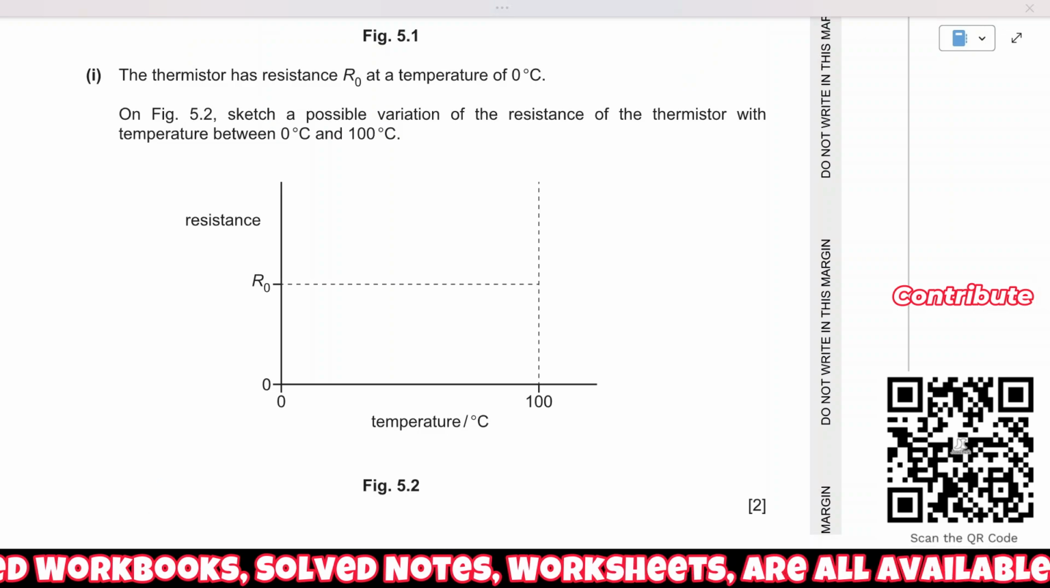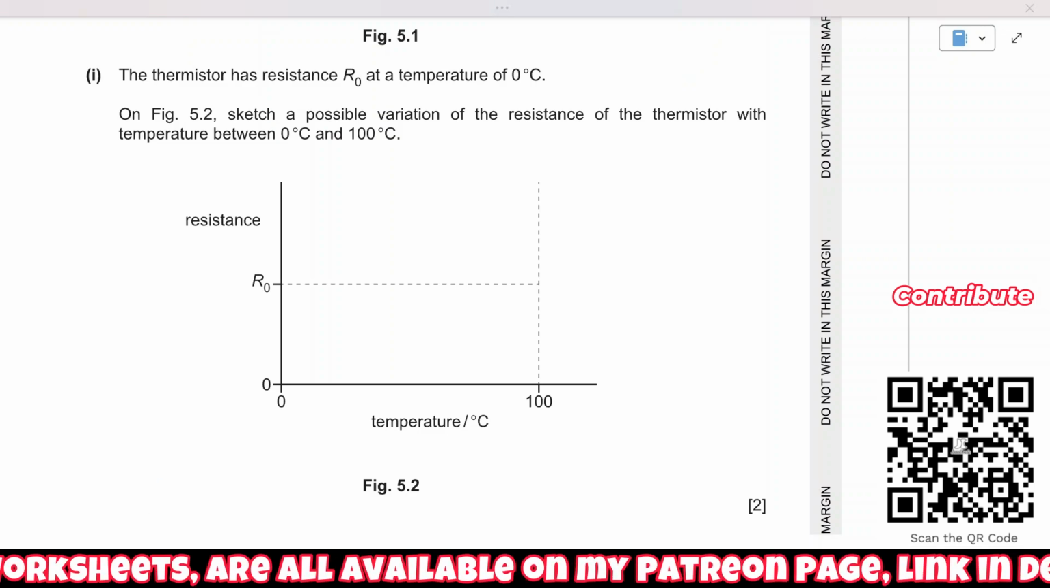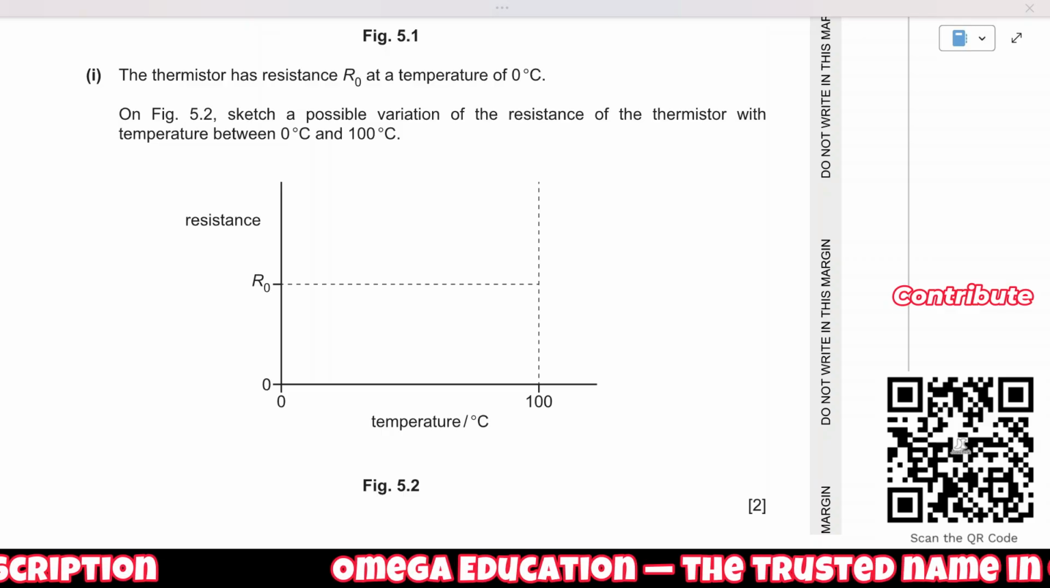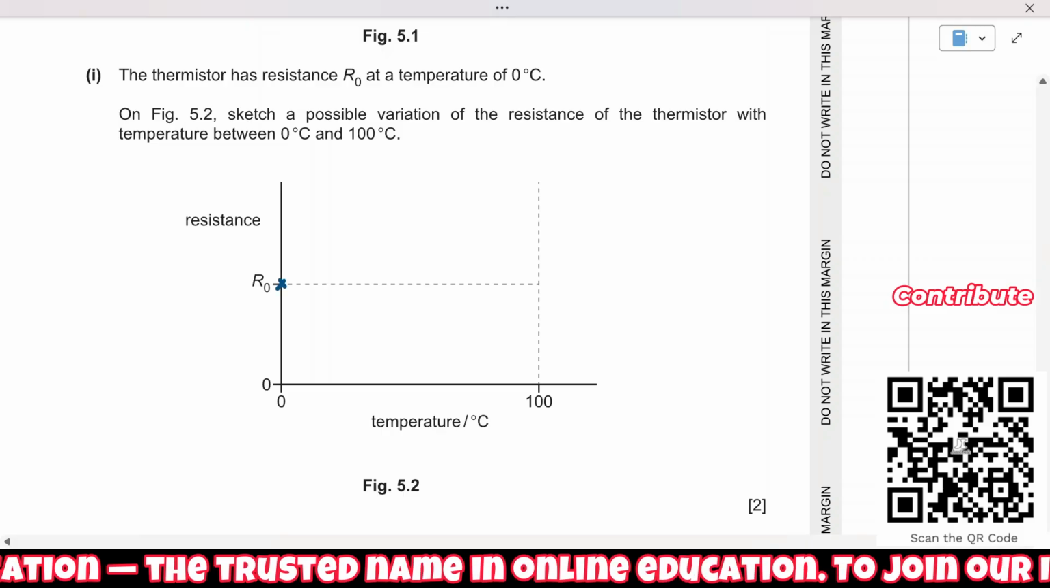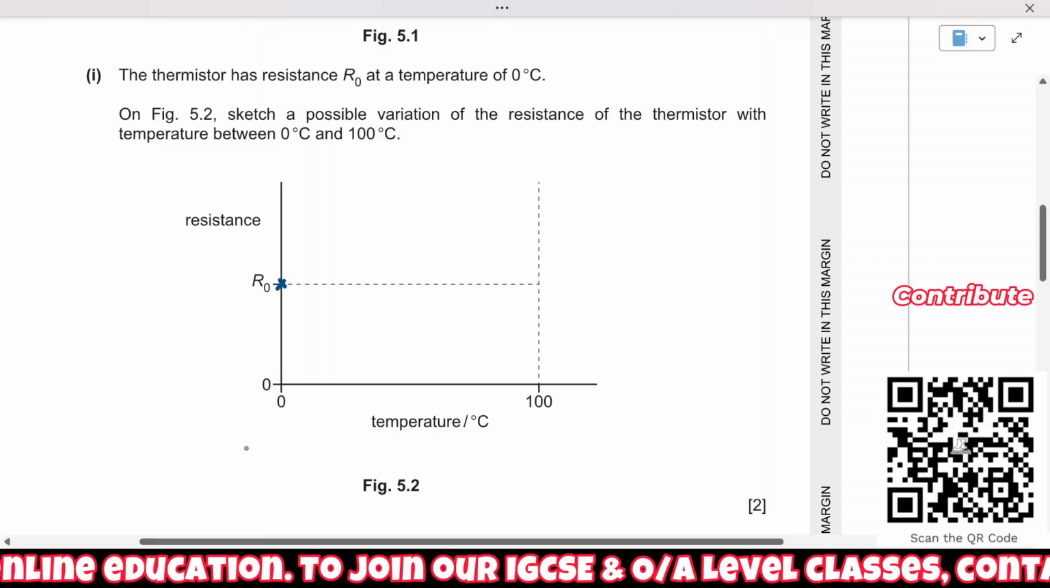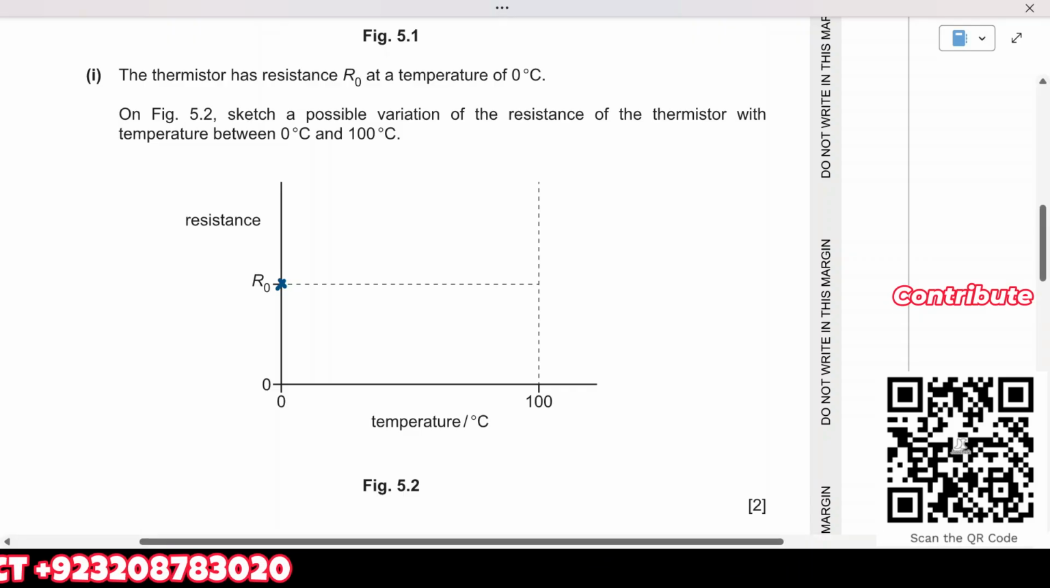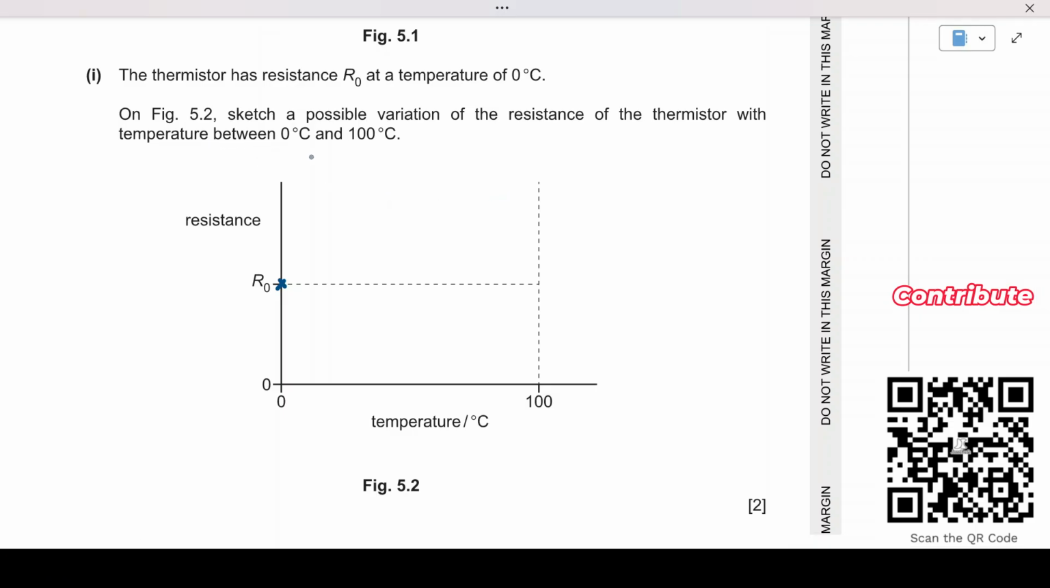So what do we have for the first one? The first one says we need to sketch a graph. Sketch a possible variation of the resistance of the thermistor when the temperature is changed from 0 to 100. As you increase the temperature, the resistance of the thermistor decreases, and at 100 degrees Celsius, the resistance would be decreased significantly, and the graph looks something like this.